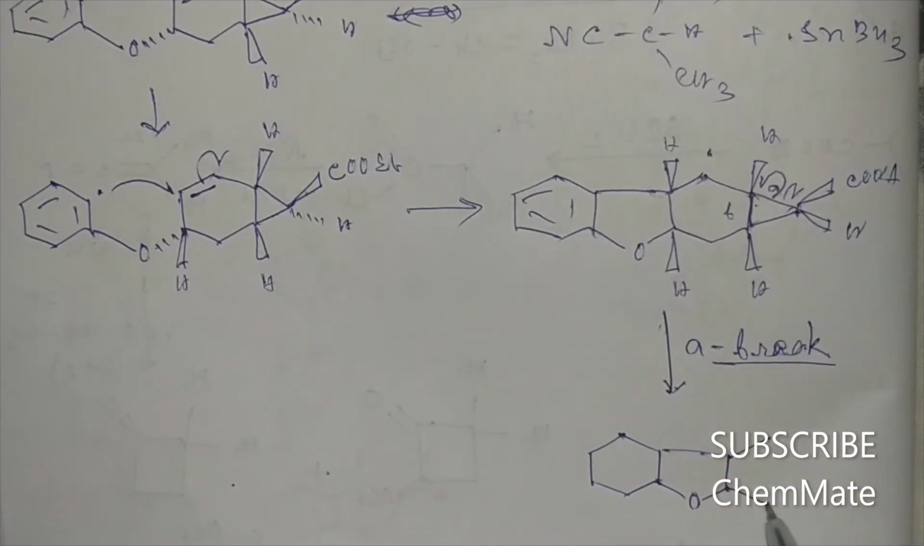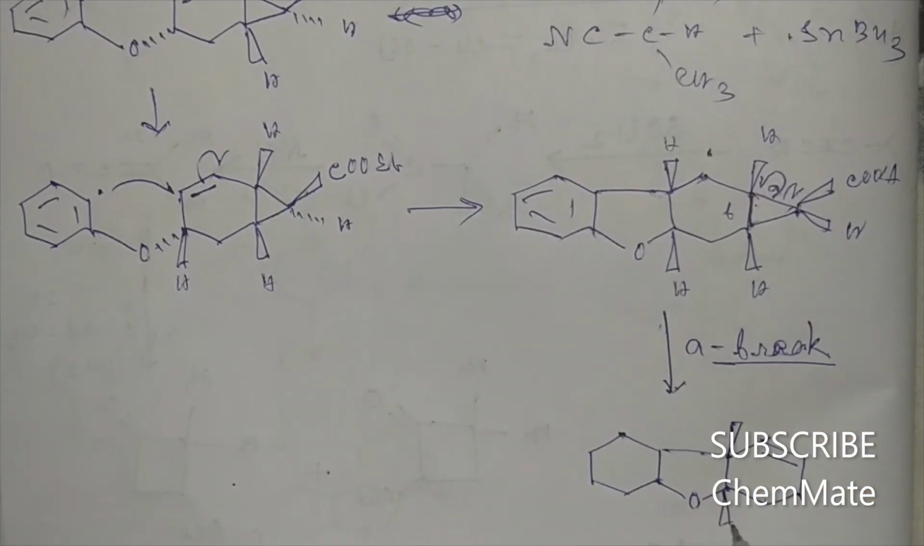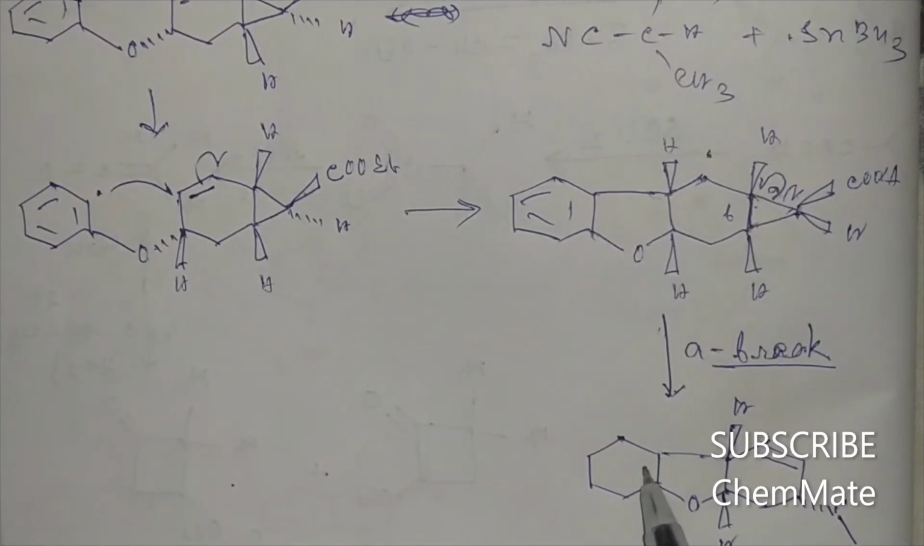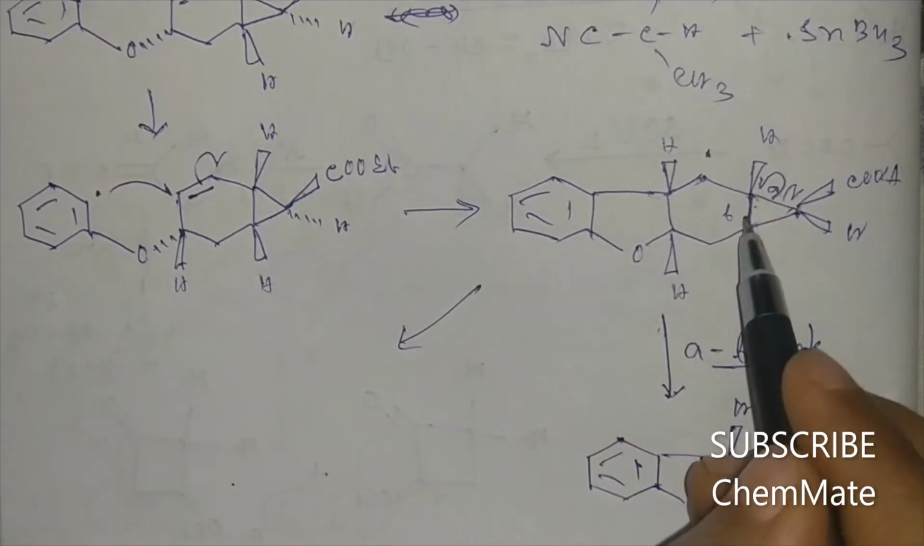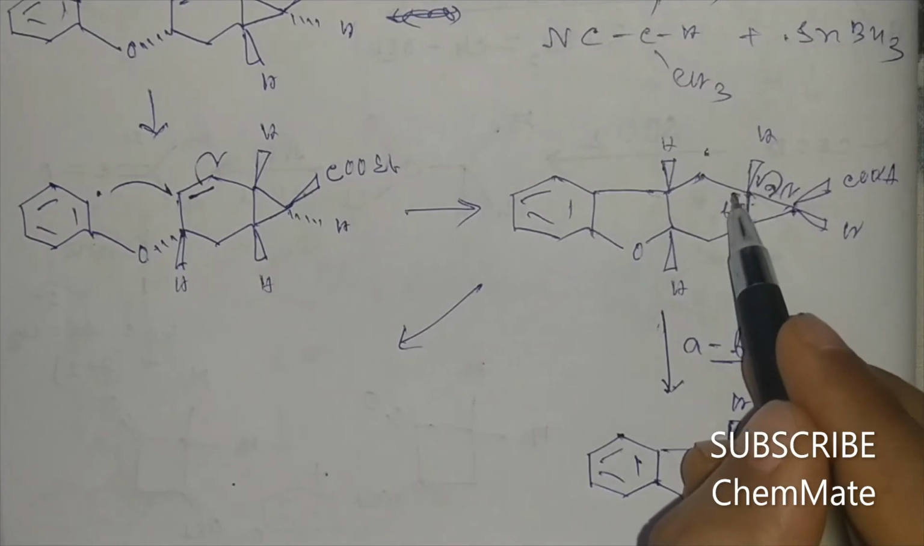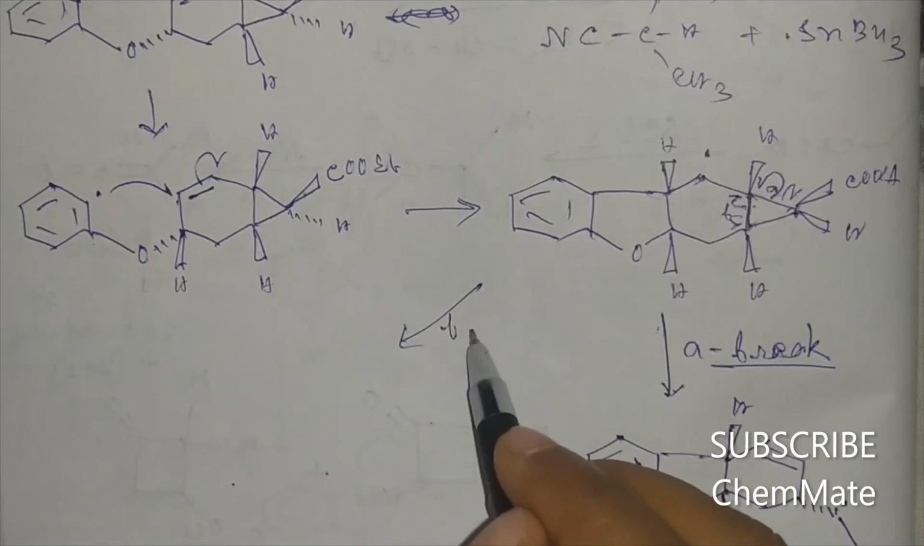Now it will be a pi bond here, and here the hydrogen will be above, and this group will connect below this plane. So CH2COOEt, and a radical will be here. So if the A bond breaks, then this will be the product, and if the B bond breaks, then one electron will go here and another electron will go here.